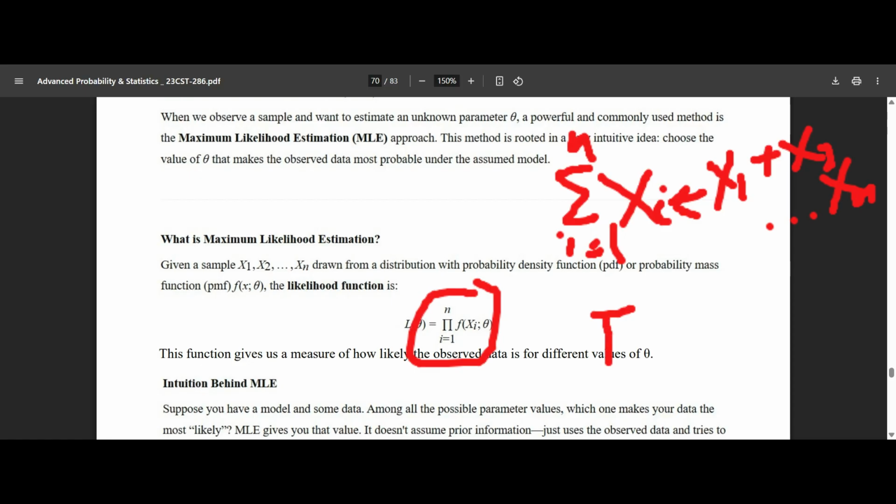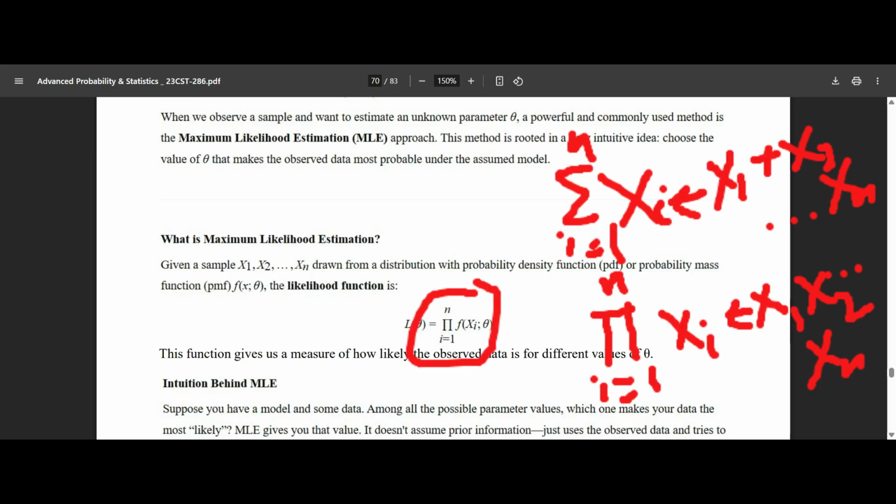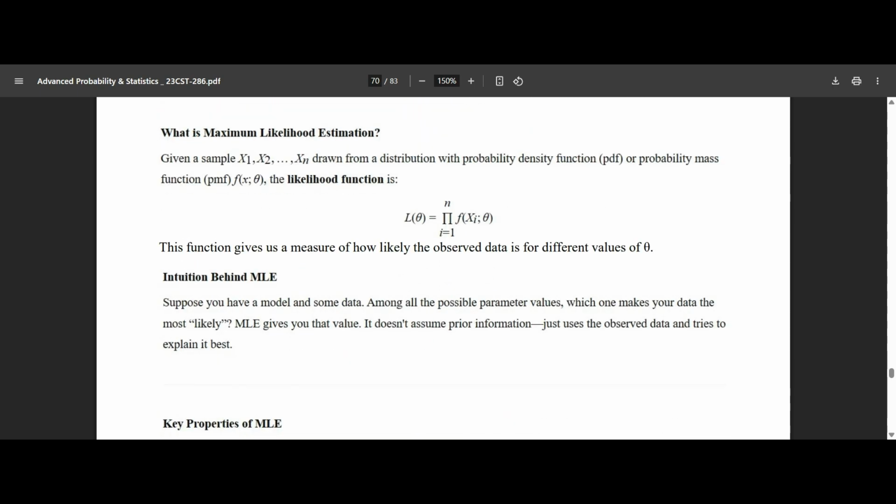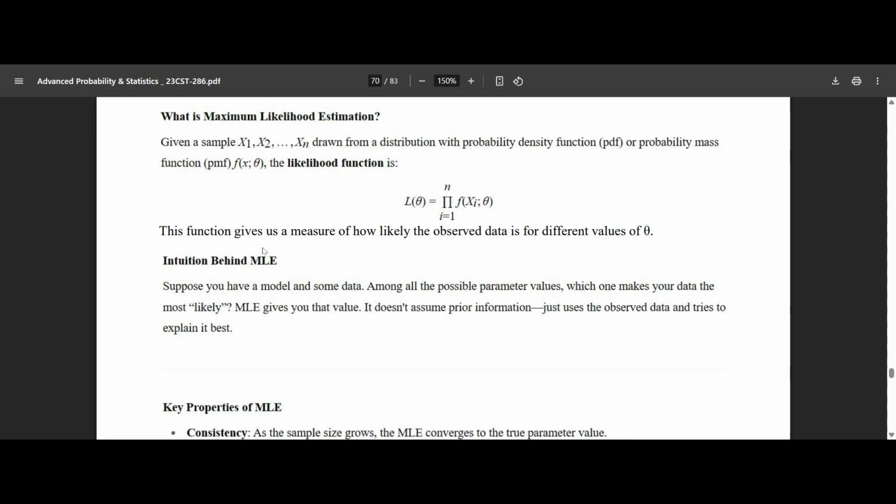Similarly, pi represents product. If I say pi from i equals 1 to n of xi, it means x1 into x2 into x3 until xn. So this is the basic notion of pi, and the likelihood function is given by the product of all the PDF points. This function gives us a measure of how likely the observed data is for different values of theta. So the key intuition behind MLE.